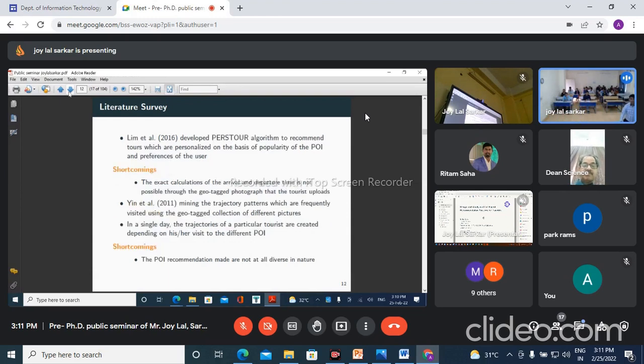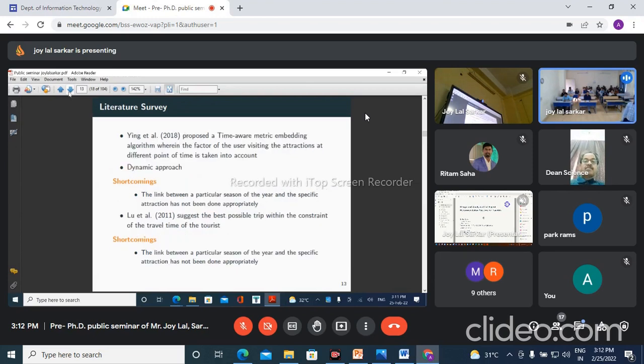Also you can see Lee et al. developed a partial algorithm, a very fast algorithm, considering a personalized recommendation system based on geotagged photos. This is a very important paper in the tourism industry. There also we can find some demerits, like with geotagged photographs, arrival and departure are very difficult to calculate properly. And in another et al. work, mining the trajectory patterns which are frequently visited using user connections, in a single way, the trajectory of a train is also a single itinerary because these records are specifically designed for a single itinerary. The pure recommendations made are not at all diverse in nature.